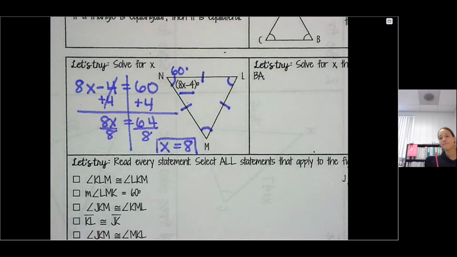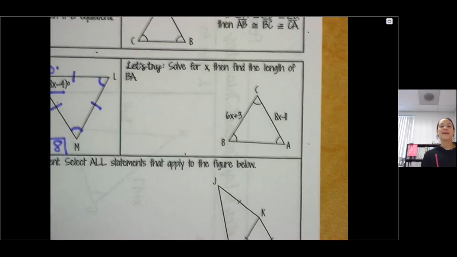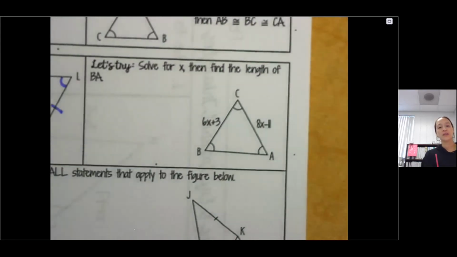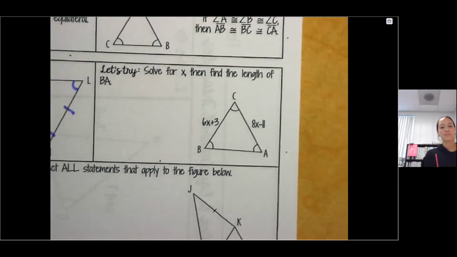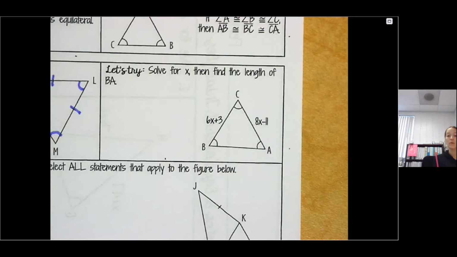Okay, last one. Solve for x, then find the length of BA. Now, someone raise their hand and tell me something that they notice about this problem. Kiki, what do you notice? What do you mean?